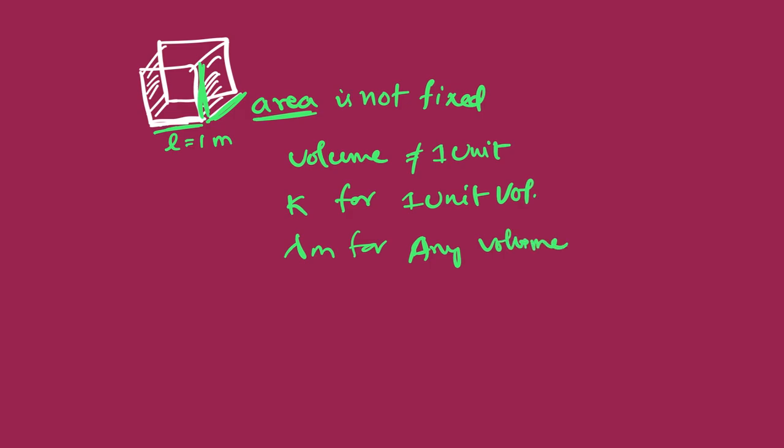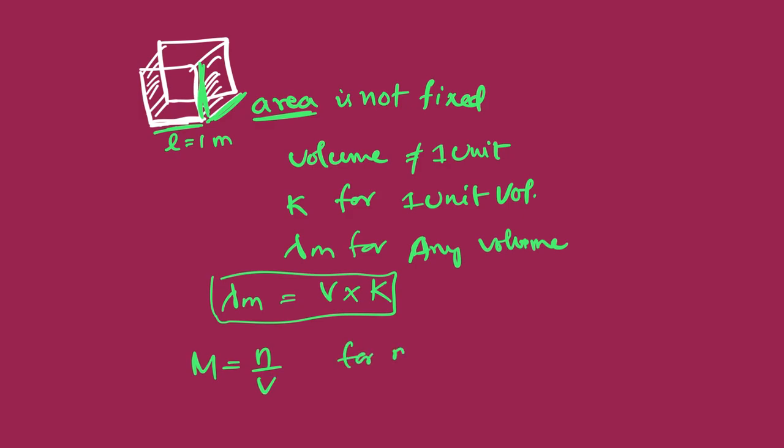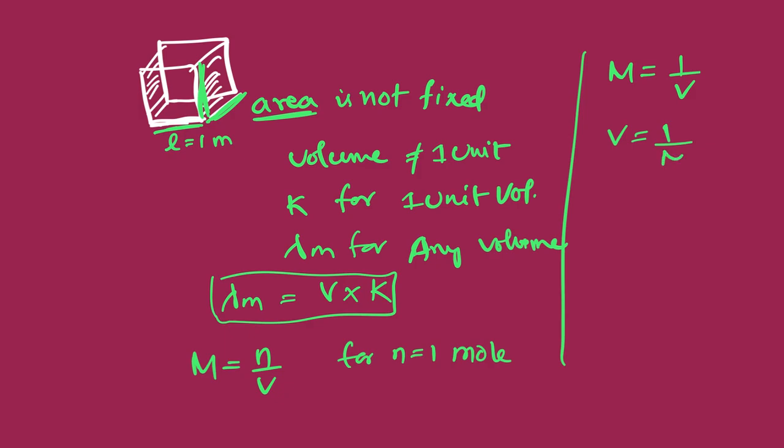Therefore, what we have to do? Lambda m is the volume multiplied with the conductivity. In a given volume, whatever the conductance is present, that is called conductivity. But we already know that molarity is equal to N by V. For 1 mole, N equal to 1 mole, what can we say now? Molarity is equal to 1 by V, so V is equal to 1 by M.